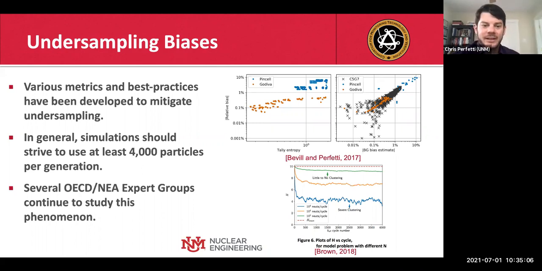So that's just a good best practice to have in your pocket. We continue to study this effect. We're still looking at metrics to diagnose it. So this is still kind of a work in progress.